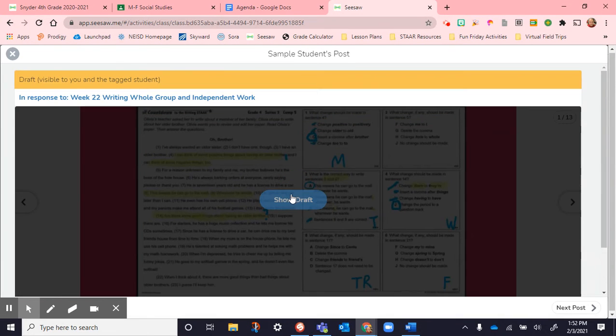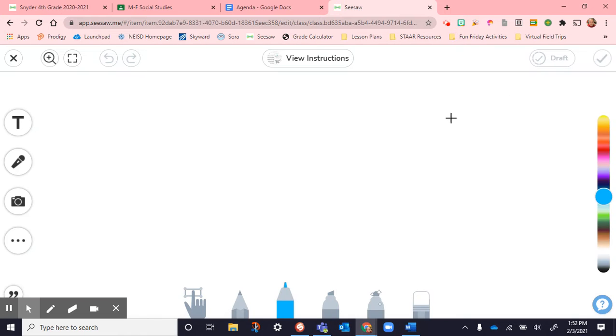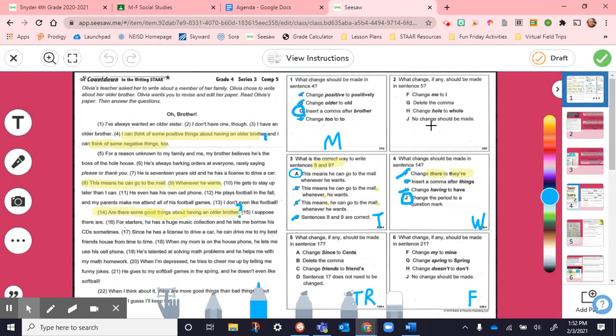We opened this up, and we've been working with this passage called Oh Brother, and we kind of split it up. So today we worked on question 4, and question 4 says, what change should be made in sentence 14? So first step is we went and we highlighted sentence 14. Okay, so we kind of clear this out. Start fresh.